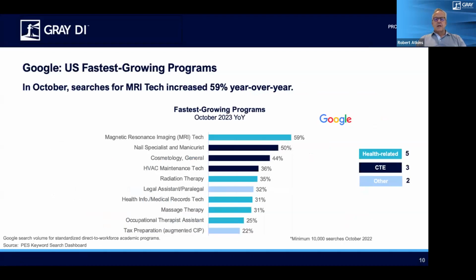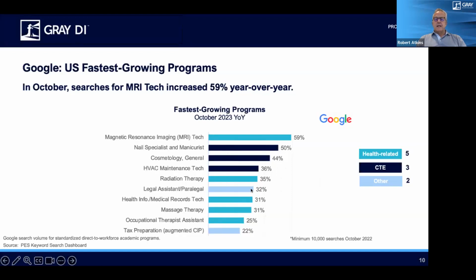Let's look at what's growing out there. Now, on the health side, 5 of our top 10 programs in terms of growth are healthcare programs: MRI, health information records tech, massage therapy, and occupational therapy assistant. Among our top 10 fastest growing, we have 3 CTE programs: nail specialist and manicurist, cosmetology, and HVAC, or heating, ventilation, and air conditioning tech, up 36%. Each of these is up well over 35%.